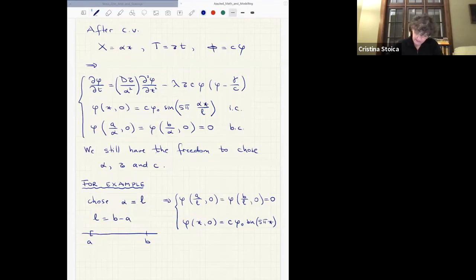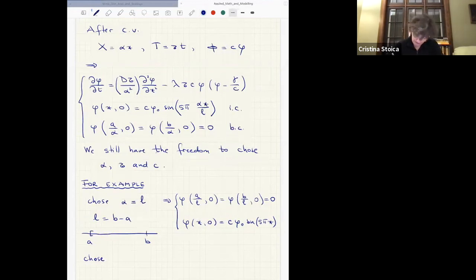We still can choose tau and C. So I'm going to choose one.